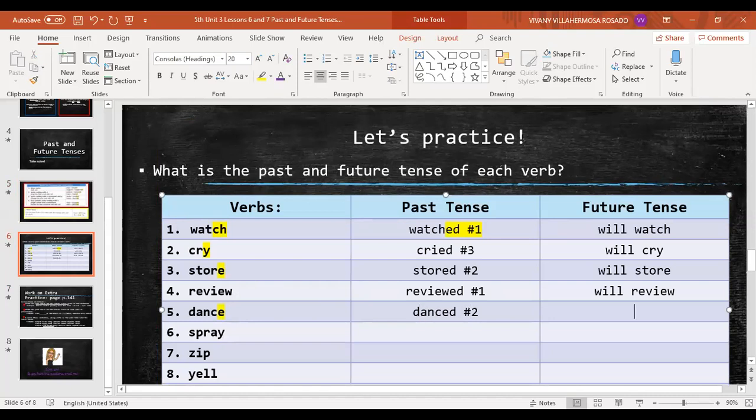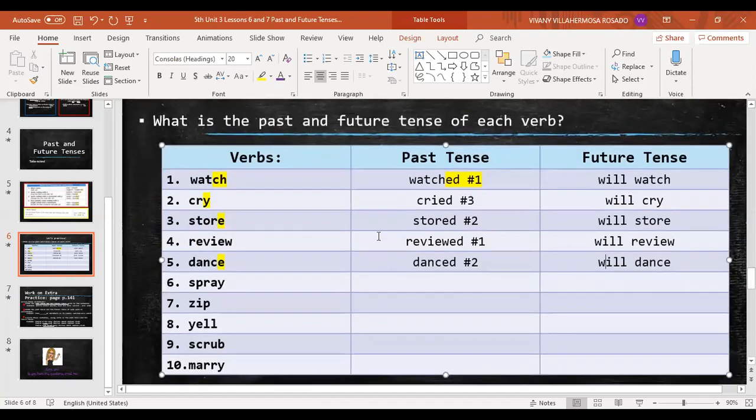And then we go to the future tense, and we know that we have to use the helping verb will or shall, but because I'm not a fan of shall, we're just going to keep it with will. And we use the base form of the verb, so it goes to will dance. And then we continue with spray.